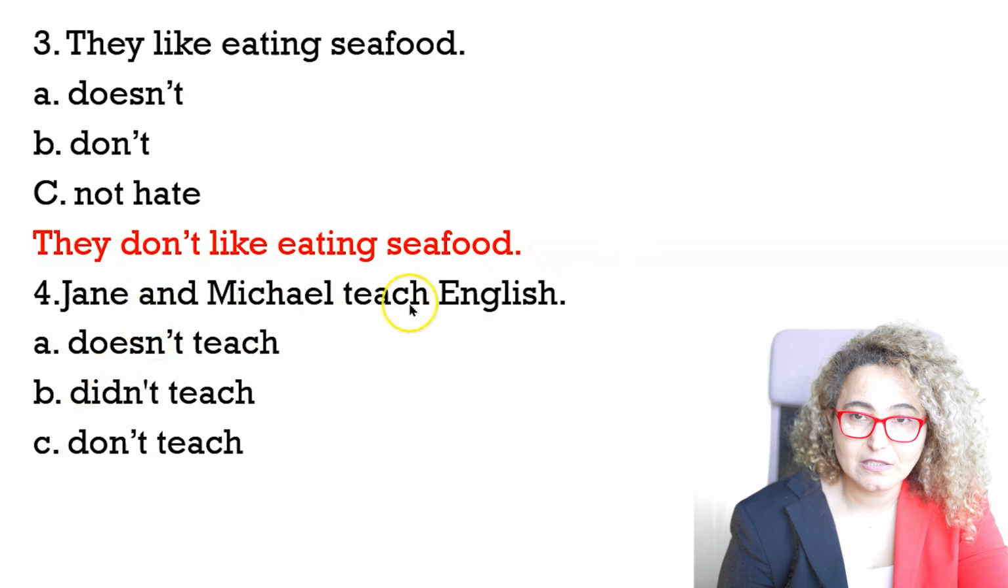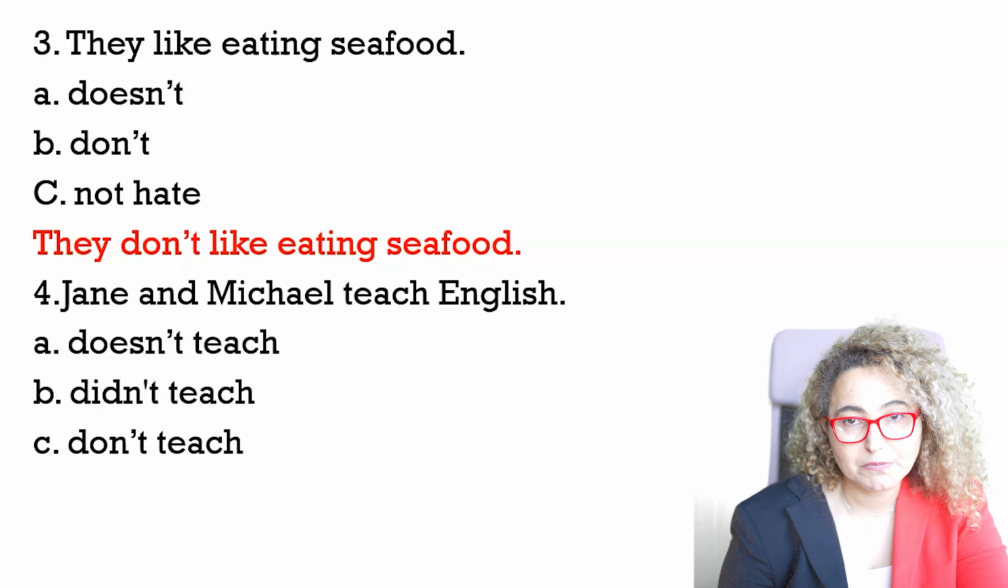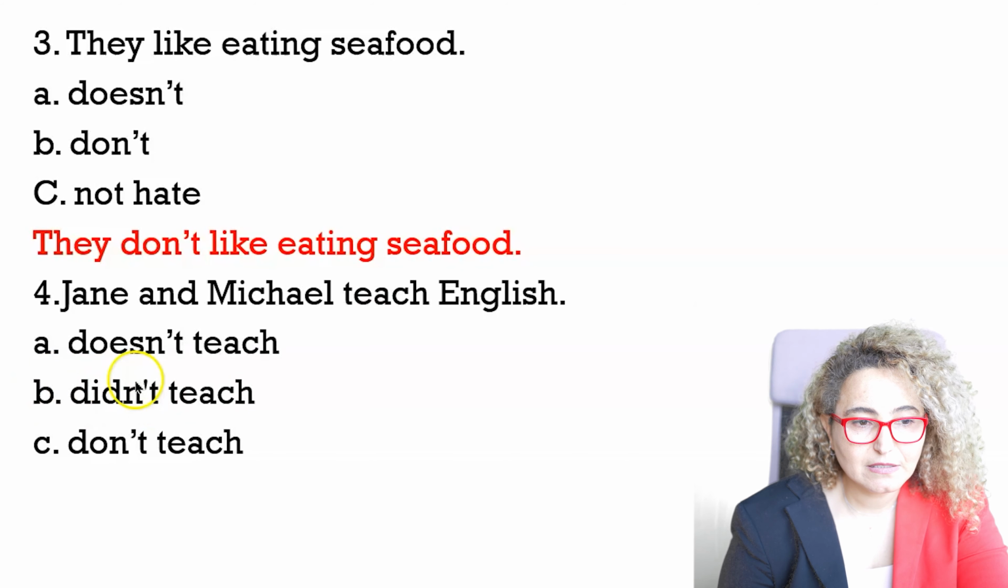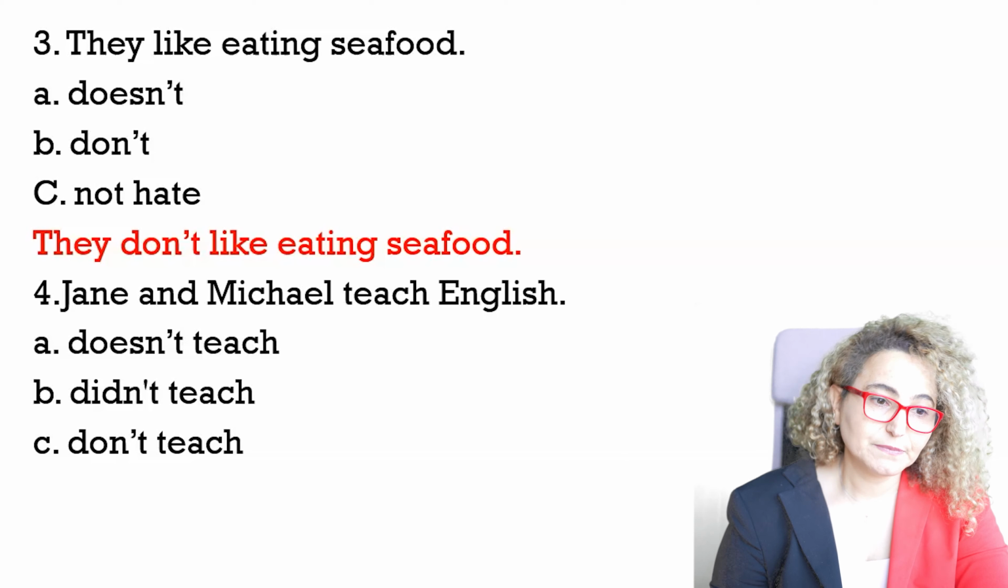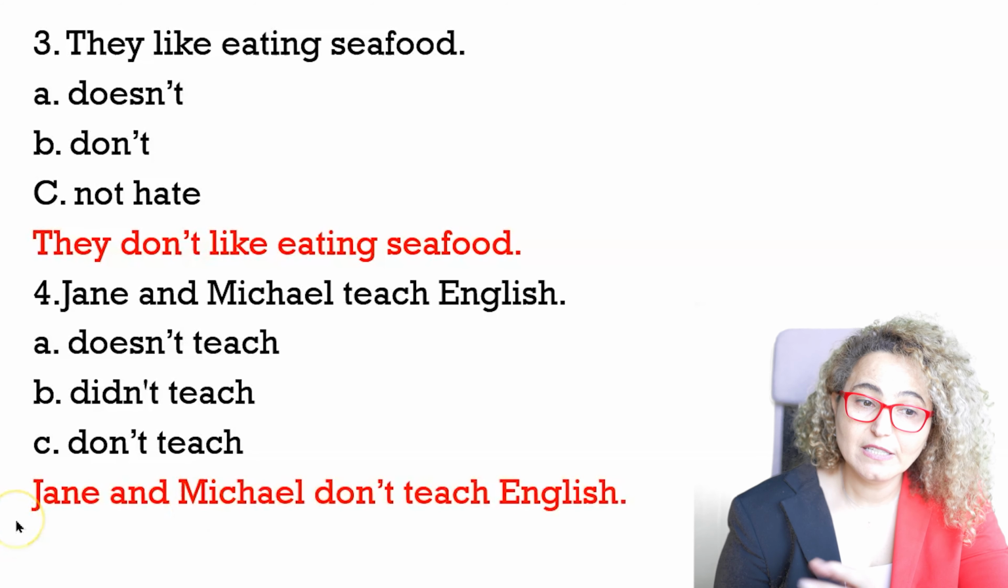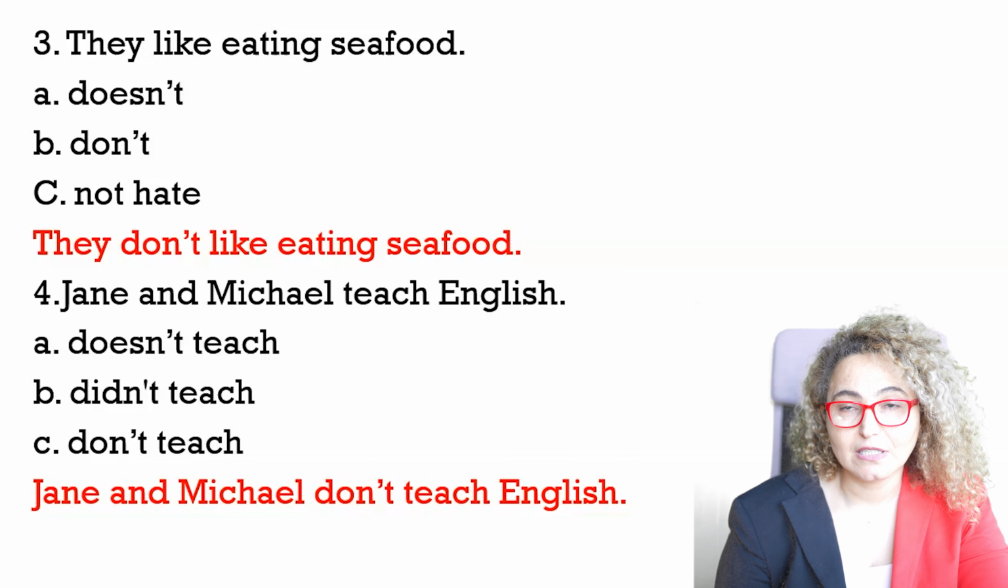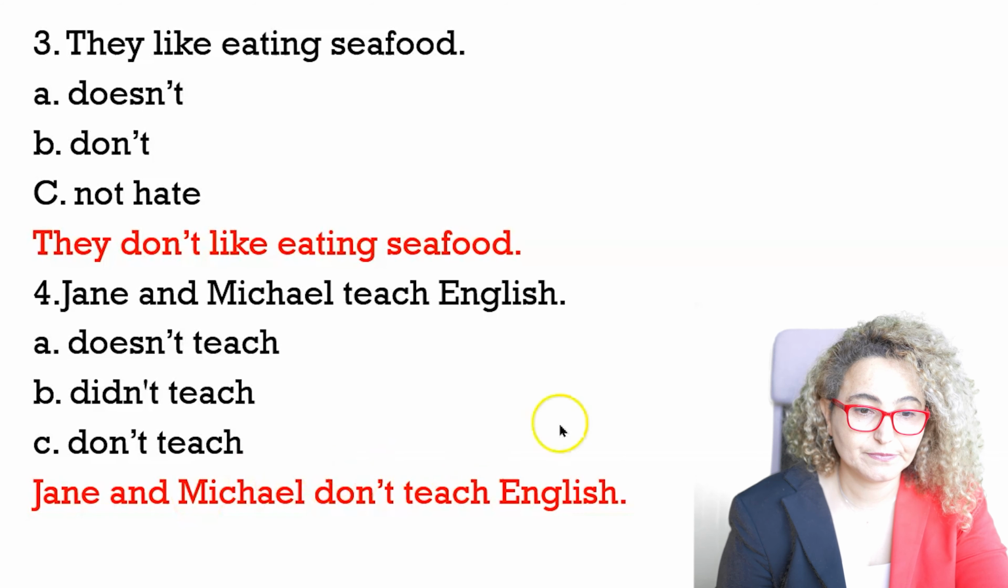Jane and Michael teach English. Jane and Michael, they are two people, so the pronoun would be they as well. Doesn't teach, didn't teach, or don't teach. The correct answer is Jane and Michael don't teach English, because two people, they.